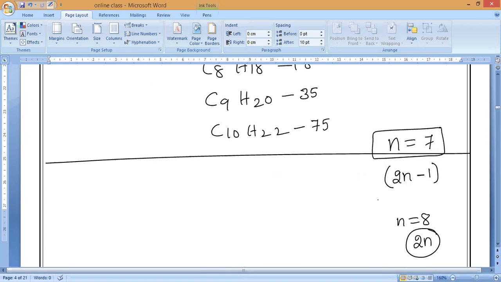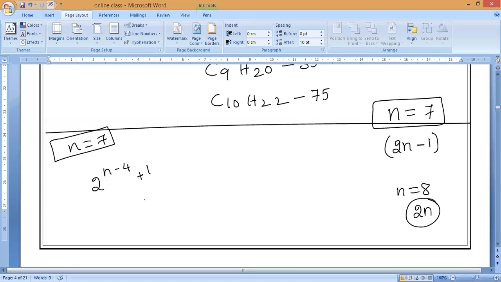Now, sir, I don't like this formula. So now few members, you can try with another formula. This is also applicable for n equals to 7 only, guys. That formula is 2 power n minus 4 plus 1. Please follow this: 2 power n minus 4 plus 1. This is the formula for calculating the number of isomers. Already I have written this formula in the printed papers, and this formula also we can use.